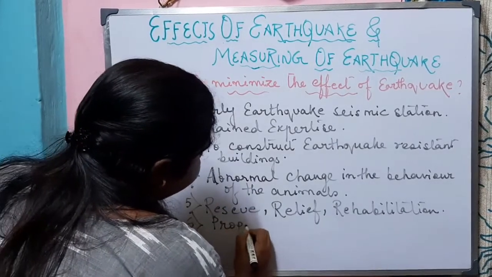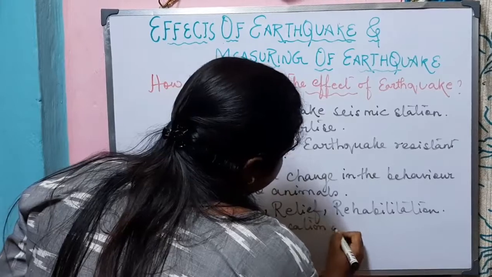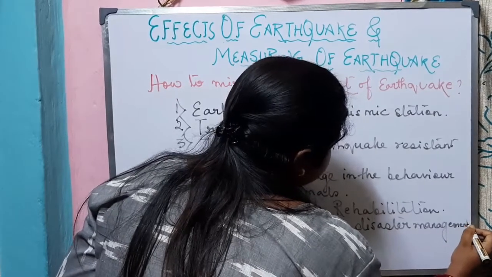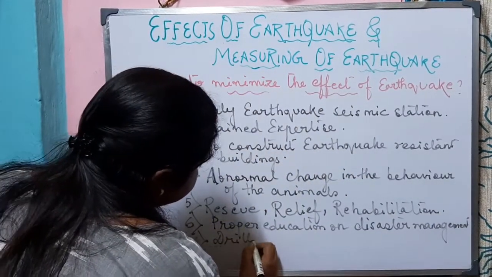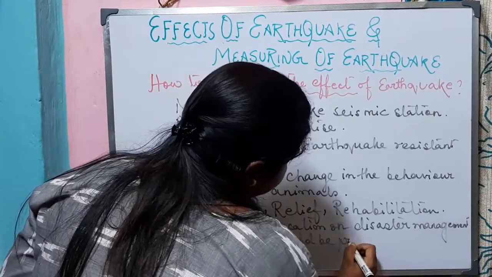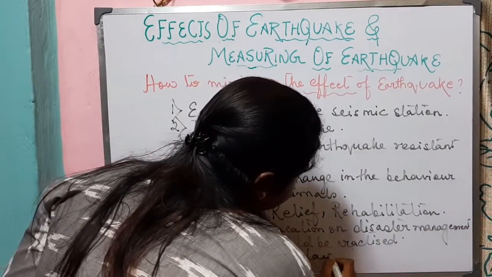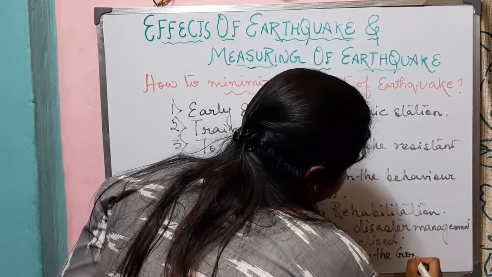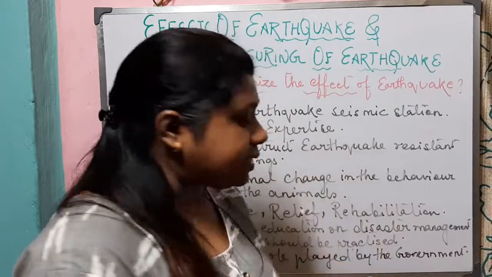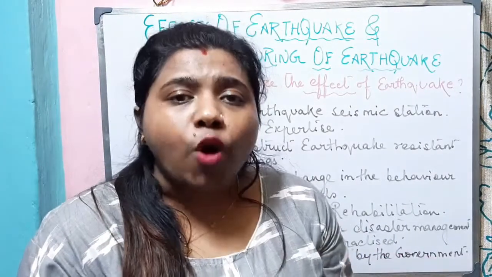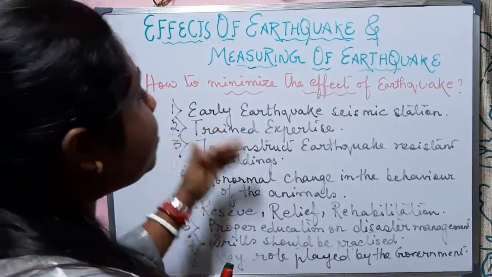We need to provide proper education on disaster management. Drills should be practiced. Key role played by the government. Government plays a very important role in giving first-hand knowledge to the society. So the local disaster management team should be ready, should be well prepared, and they should inform the local community about the effects of earthquake and what they should do when an earthquake may strike. So these are the ways by which we can minimize the effect of earthquake.